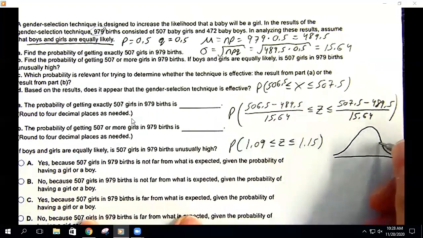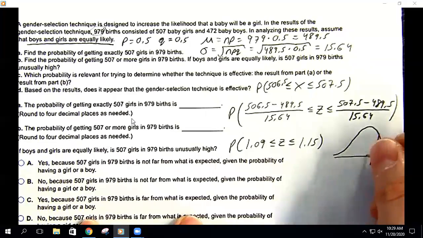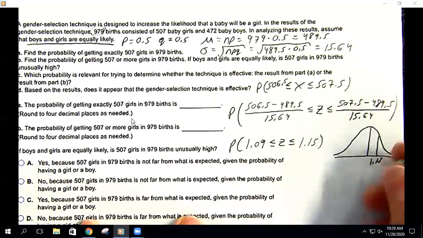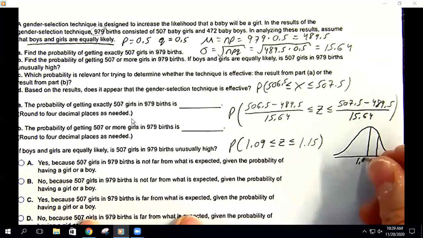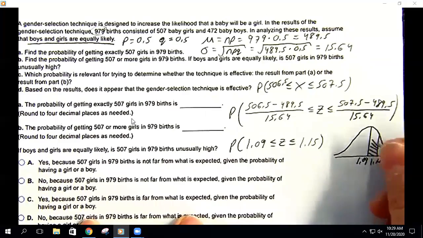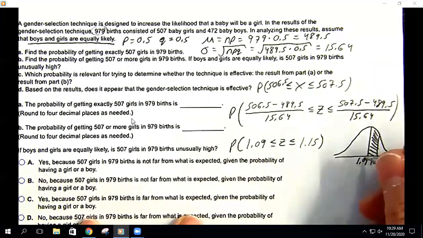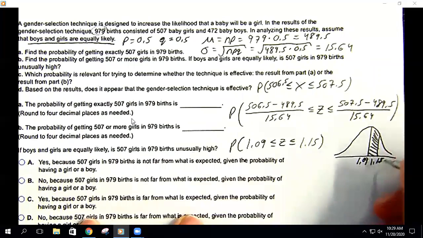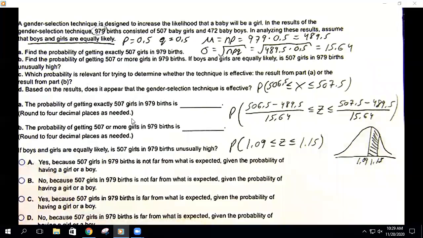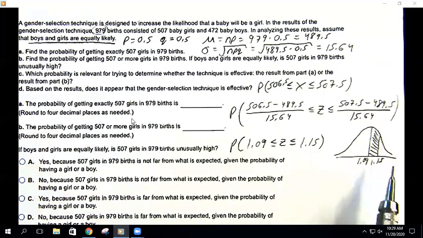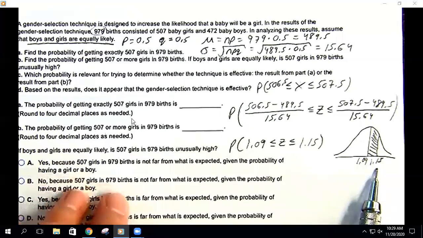So if we draw this on the normal curve just to get a look at it, and I'll exaggerate this, it wouldn't be quite this wide. It'd be 1.15 over here on the right and 1.09 on the left. And we're looking for that area. And we've seen this in the past. So the way we do it is we take the area of the bigger z-score, the 1.15. Then we find the area for the smaller z-score, the 1.09, and we subtract those two numbers.